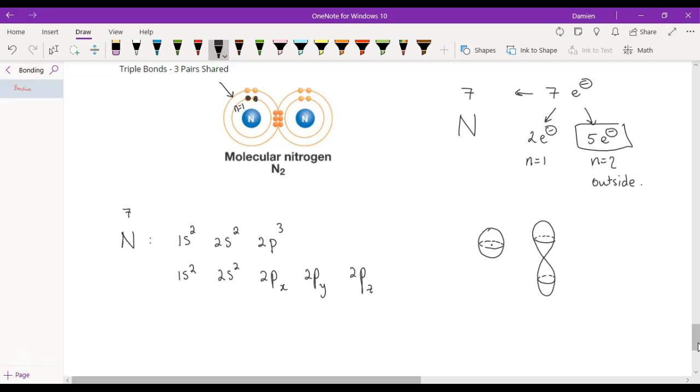Your s orbital can hold 2 electrons. So this can hold 2 electrons. So basically your 2 electrons are in there somewhere. So let's say there's an electron there and an electron there. And most of the time that's where they're going to be.